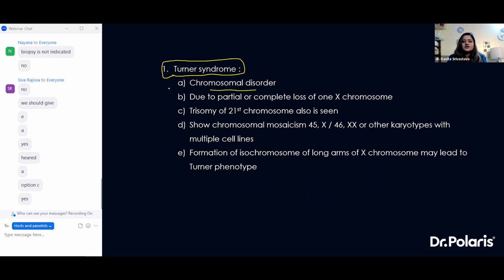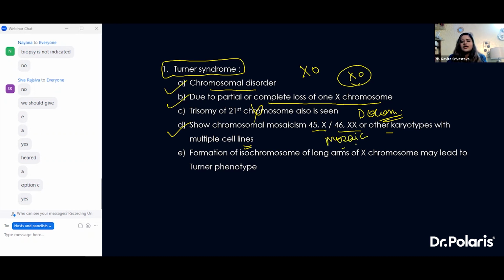Is it a chromosomal disorder? Yes, it is a chromosomal disorder, X0. Due to partial or complete loss of one X chromosome, yes, that is also right. Is trisomy 21 also seen? No, that is seen in Down syndrome, not in Turner syndrome. It shows chromosomal mosaicism of 45X or 46XX and other karyotypes or multiple cell lines. It is not always that it's going to present with classical X0, but it can present with certain mosaic forms also and have the clinical features of Turner's as well.